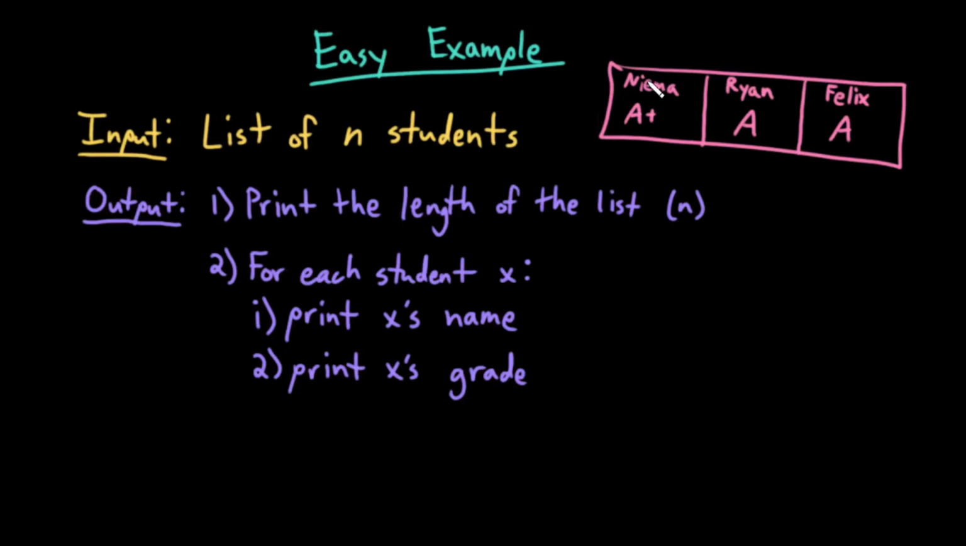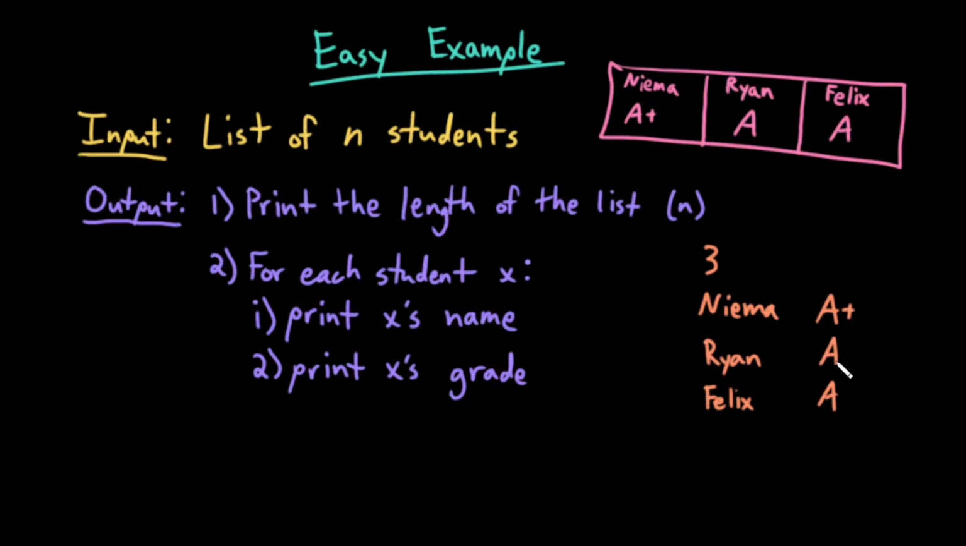So here I have a list of 3 students, Nima, who has a grade of A+, Ryan, who has a grade of A, and Felix, who has a grade of A. So my algorithm will first print the length of the list. There's 3 students, so it'll print 3. And then for each of my students, let's start with Nima being student X first, print the name. So it prints Nima, and then print the grade. I'm just going to print it on the same line, A+. Then now the next student, print the name, print the grade. Now the next student, print the name, and print the grade.